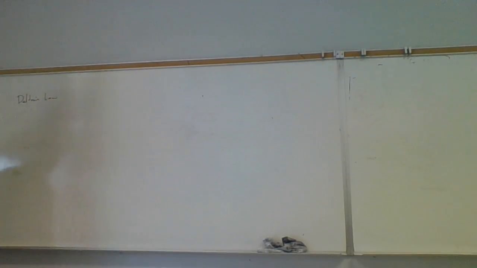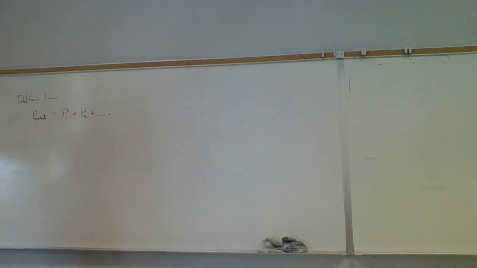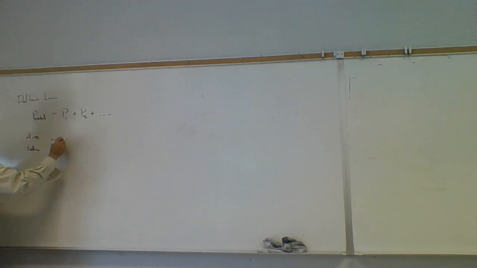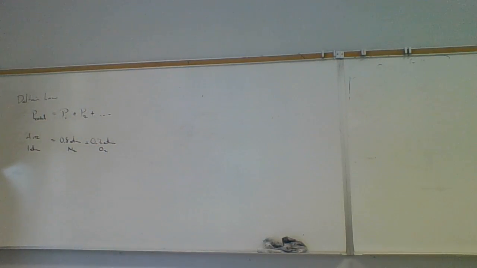We did Avogadro's law in chapter 14. Now we're going to do Dalton's law in chapter 15. What Dalton's law says is that P total is equal to the sum of what we call the partial pressures. So the pressure of gas 1 plus the pressure of gas 2 plus however many gases are in the mixture. An easy example would be air. Let's say I had 1 atmosphere of air. 1 atmosphere of air consists of 0.8 atmospheres of nitrogen plus 0.2 atmospheres of oxygen. This would be Dalton's law.